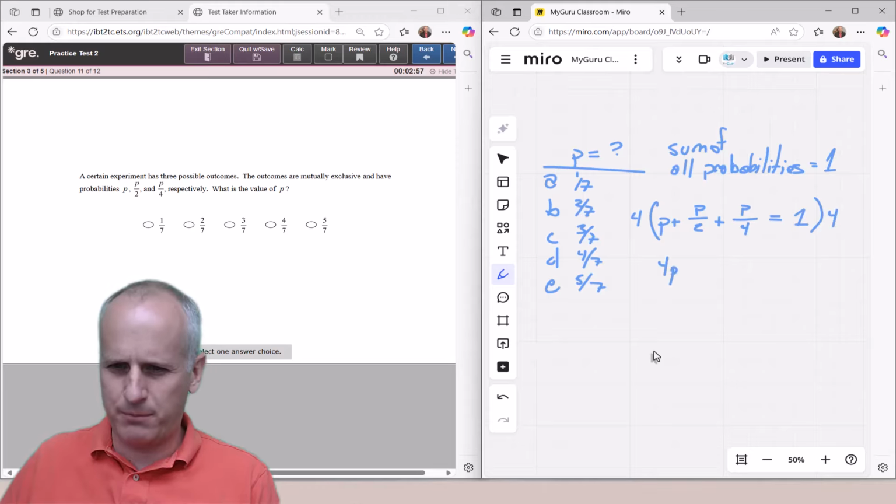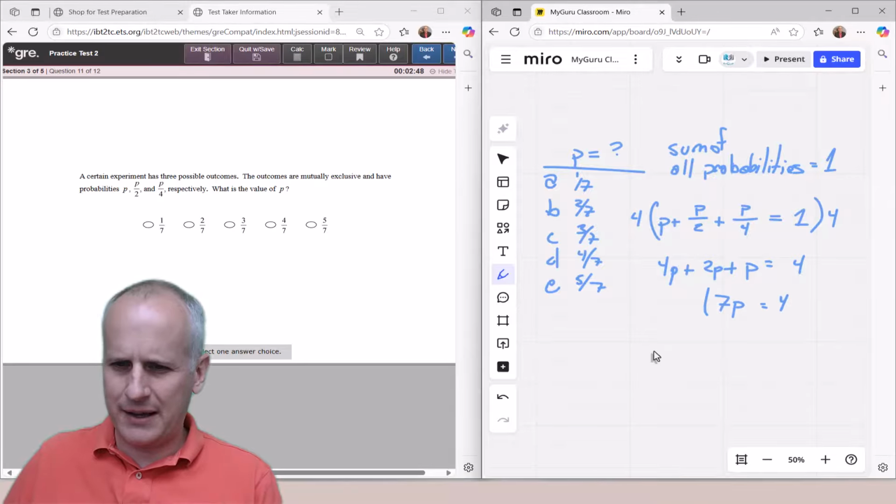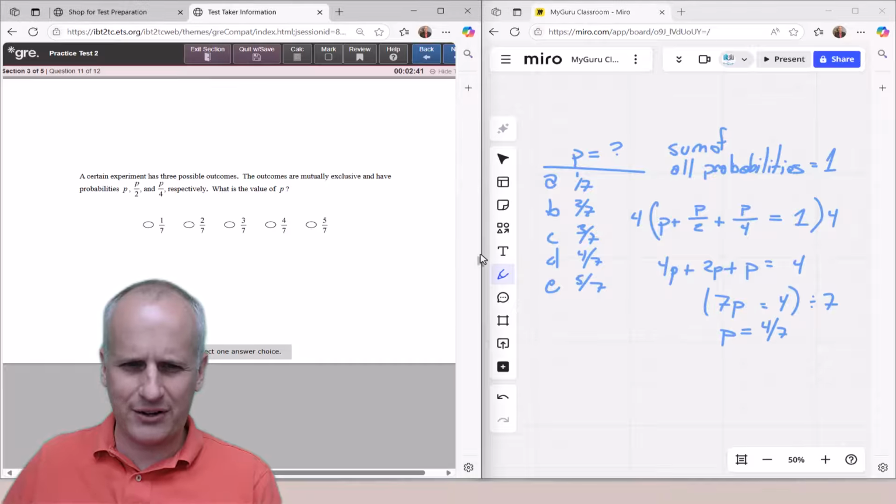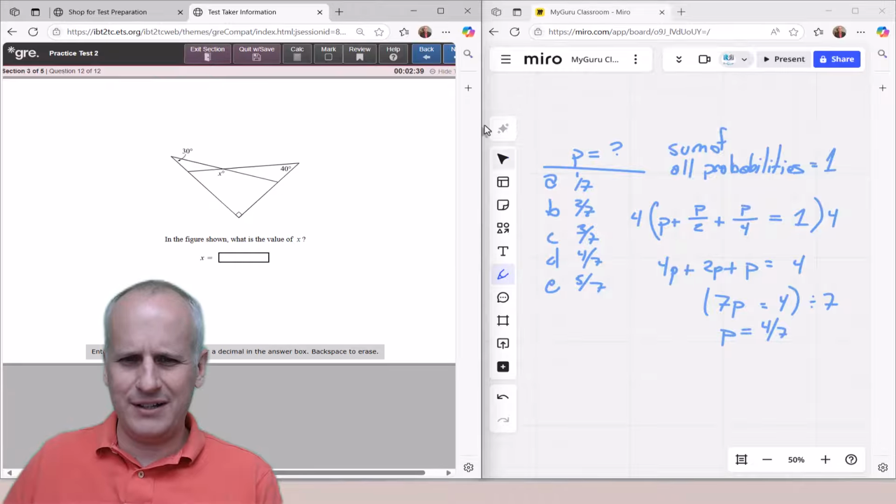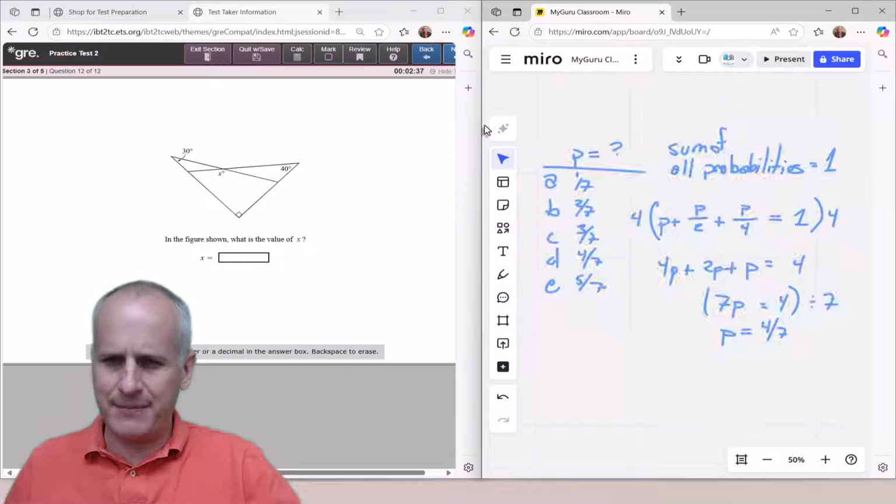So now we're going to have 4P plus 2P plus P is equal to 4. We now have 7P is equal to 4. And we just divide by 7. And we discover that the solution here, P is equal to 4/7. And that's our correct answer. Moving on to the last problem of the set.